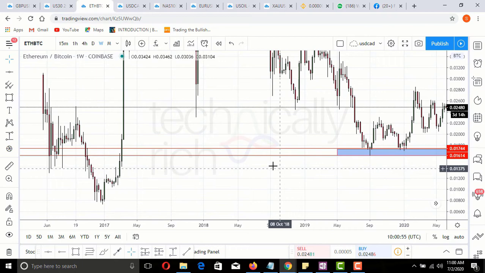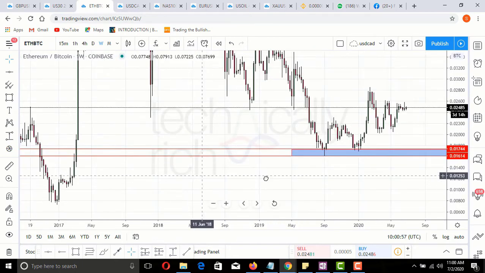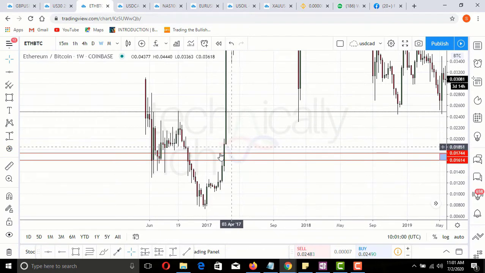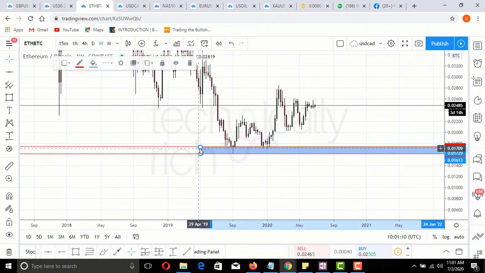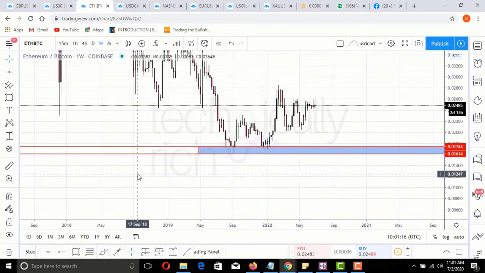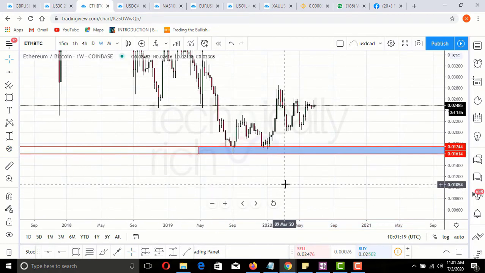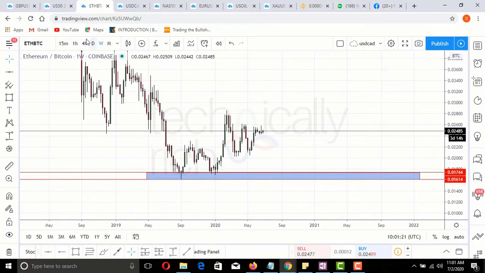Now you can see the same two horizontal lines, and how the market is being contained a little bit in this area here. Now I've gotten the demand, so this is my demand zone here, and then let me get the supply.